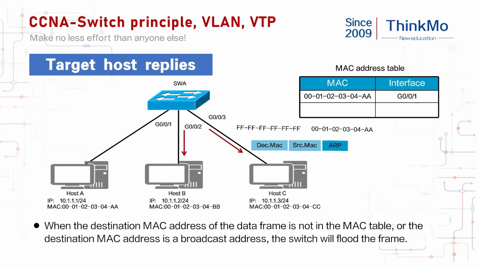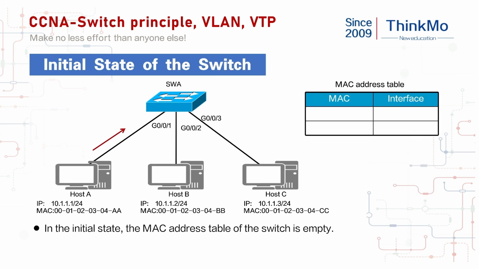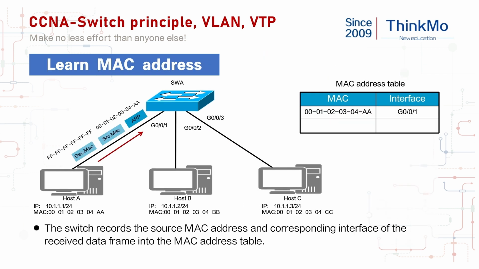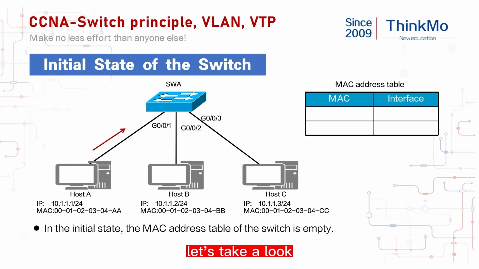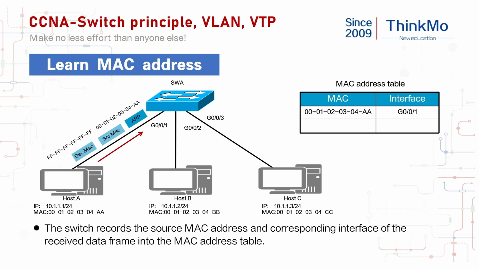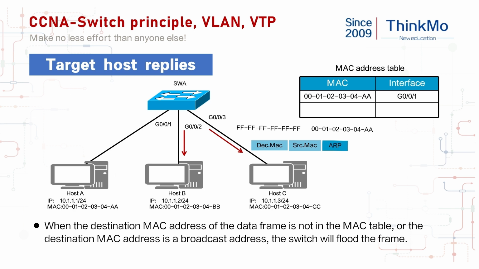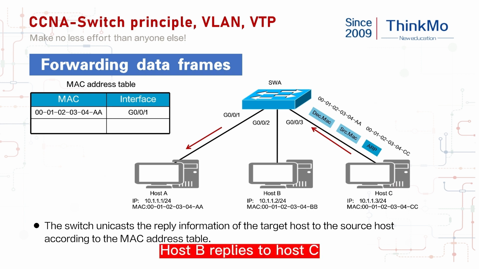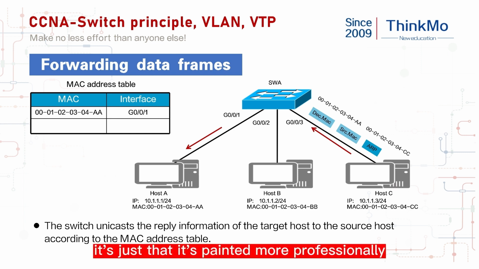Next, these are: forwarding data frames, the initial state of the switch, learning MAC addresses. Let's take a look. Just started, there is no MAC. A host sends data, and the switch learns its MAC under interface 1. Then it broadcasts. This is an ARP request. Obviously sent. Host B replies to host C. The switch learns host C under interface 3. This is the MAC address table. It's the same as the picture I drew. It's just painted more professionally.